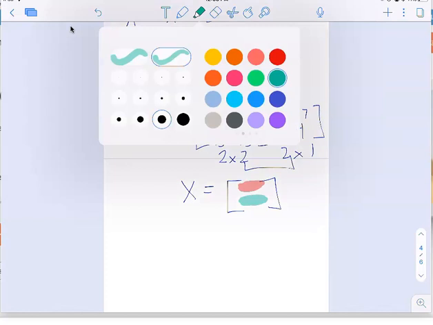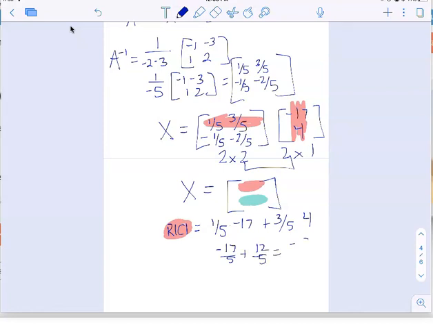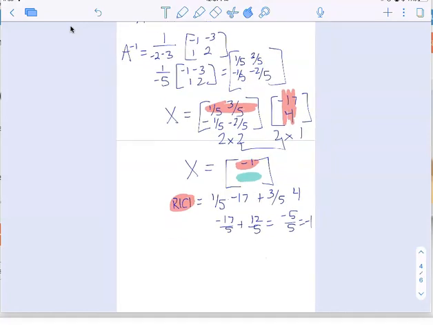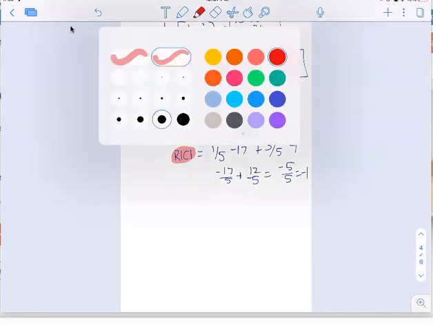So I'll start with the top one. So that's row 1, column 1. So we have 1/5 times negative 17 plus 3/5 times 4. So we have negative 17/5 plus 12/5. So negative 5/5. So we got a negative 1 right there.